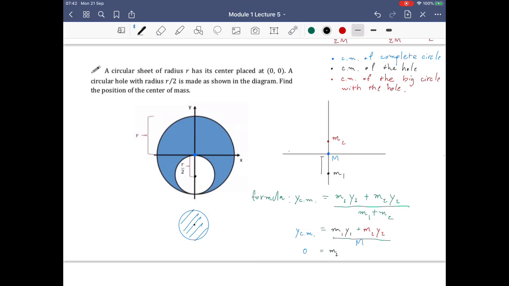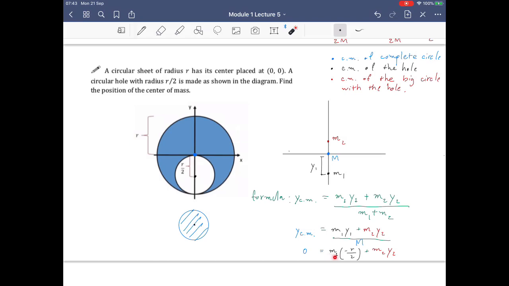Now what is y1? What is the length, the displacement or the distance here? You can look for it from the picture. This is just minus r over 2, because it is going down, so it is minus r over 2, and then plus m2 y2. So now if you know what m1 and m2 are, you can find what y2 is.